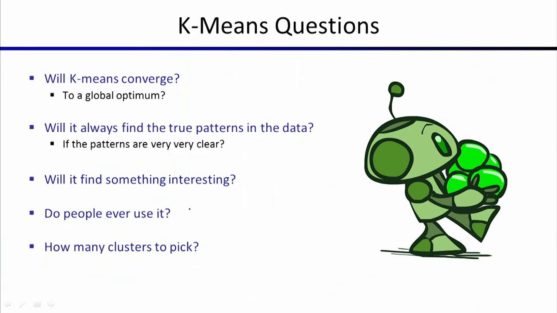How many clusters to pick? Well, you guys asked me this question. Kind of no one knows, right? You could imagine saying, well, as I add more clusters, what happens to my distance metric, all else equal? It goes down, right? If you have clusters everywhere, then everybody's close to their closest cluster.